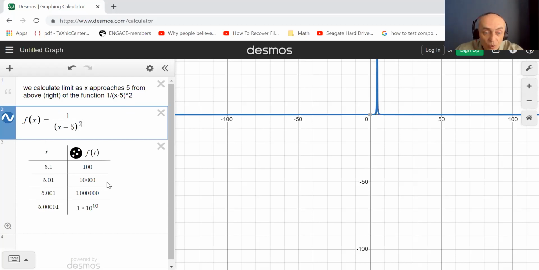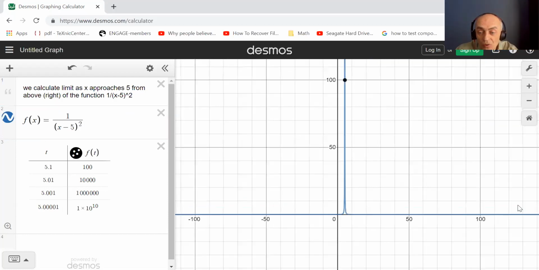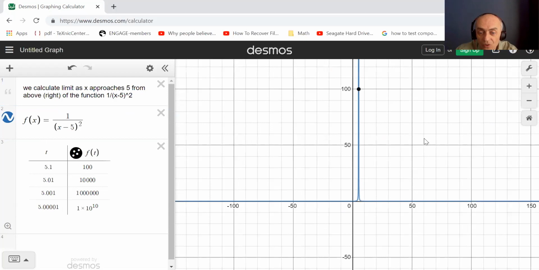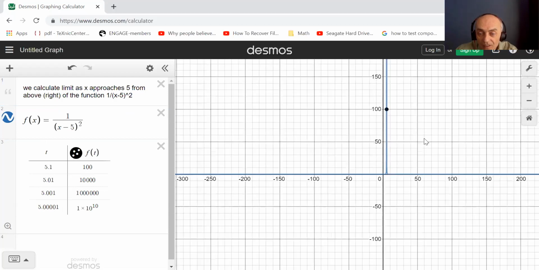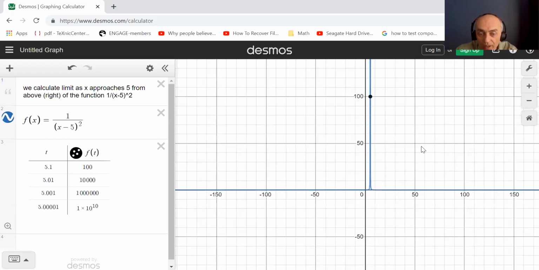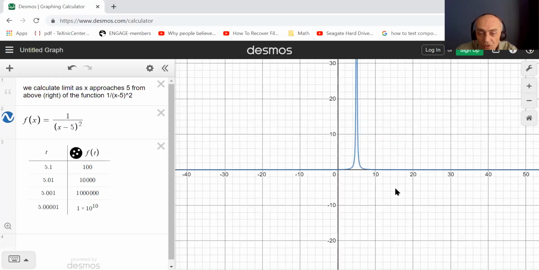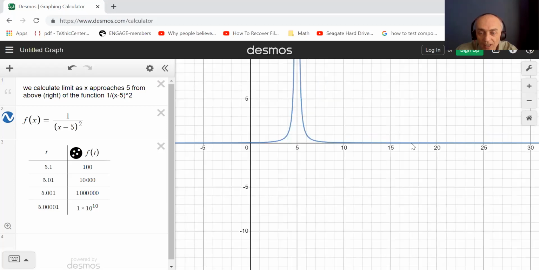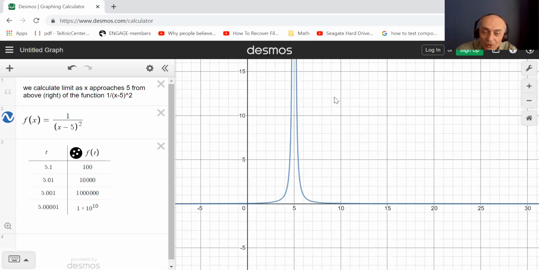Oh, look at that. As you can see, these numbers are very large, and when you approach from both sides, look what happens. I'm going to zoom in a little bit. So you see these numbers get closer and closer to 5 from both sides, but the values are going higher and higher on the graph. It goes all the way up to infinity.